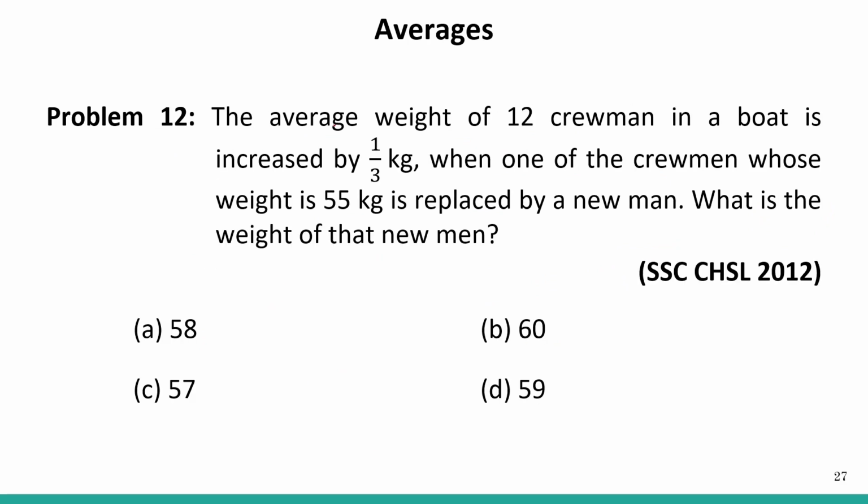So let's see problem number 12. So the average weight of 12 crewmen in a boat is increased by 1/3 when one of the crewmen whose weight is 55 is replaced by a new man. What is the weight of the new man?